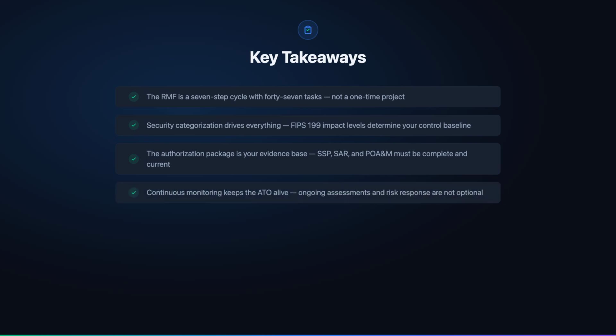And fourth, continuous monitoring keeps your ATO alive. Ongoing assessments, change tracking, risk response, and security reporting are not optional extras. They're mandatory activities that maintain your authorization and ensure your security posture stays strong. In the full course, you'll master all 47 tasks with templates, the CyberSec case study, and TechSecure Banking assignments.